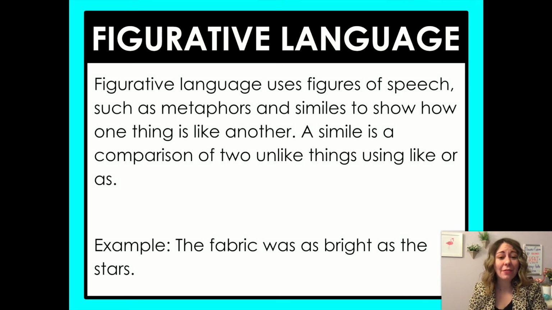So, for example, we have the sentence, "The fabric was as bright as the stars." Okay, so it's comparing the fabric and its brightness to the stars. Is the fabric actually as bright as the stars? Well, no, of course not. But it's giving us that comparison. We can imagine how bright the stars are and then think about the fabric and how bright its color is. So the fabric and stars are two very different things, two unlike things, but they use the word as in this case to compare. As bright as the stars. So we're using that word as to compare.